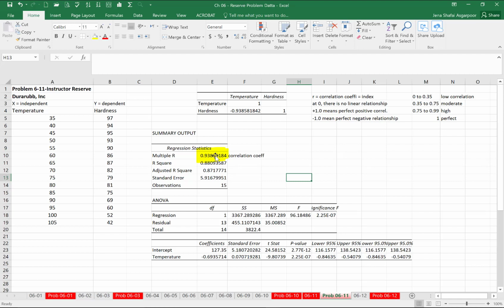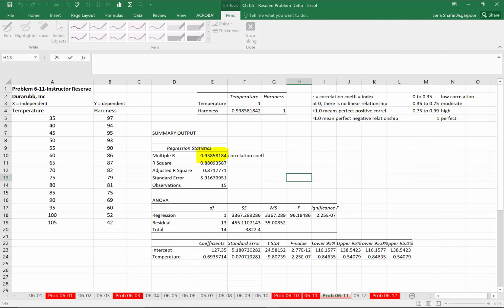That's because you need to get the sign from the slope. And over here you can see that the slope is negative, and so we know that this right here has to be a negative 0.93. So if you don't compute the correlation coefficient on your own, and if you just rely on the regression output, you need to be careful to look at the sign for the slope.